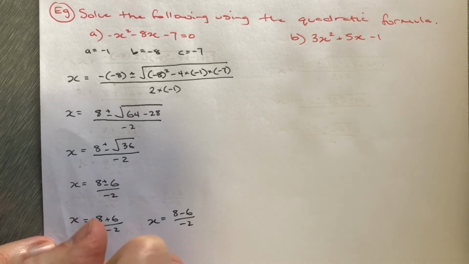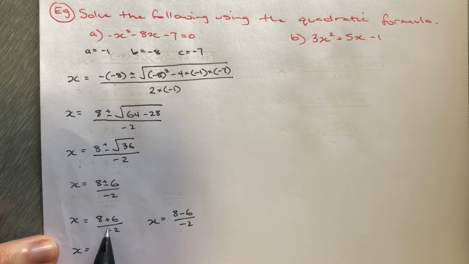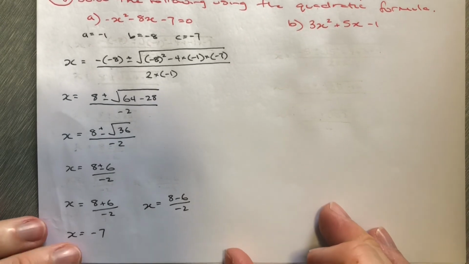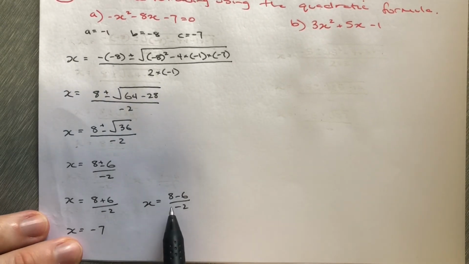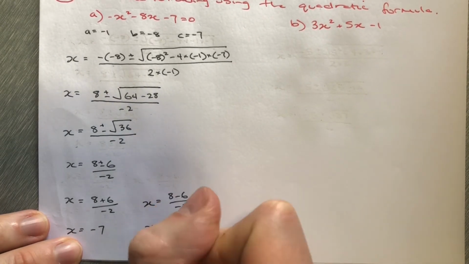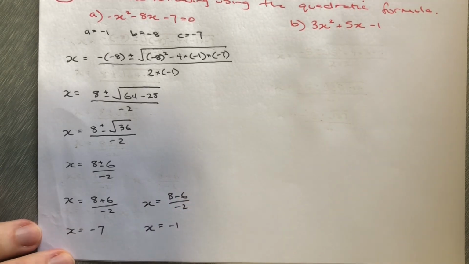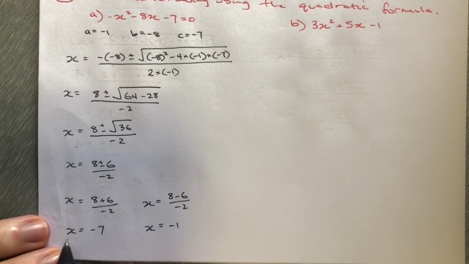So one of our answers is going to be 8 plus 6, which is 14, divided by minus 2, which is minus 7, and the other one, 8 minus 6 is 2, divided by minus 2 is minus 1. Alright, so there we go. We've found those two solutions using the quadratic formula.